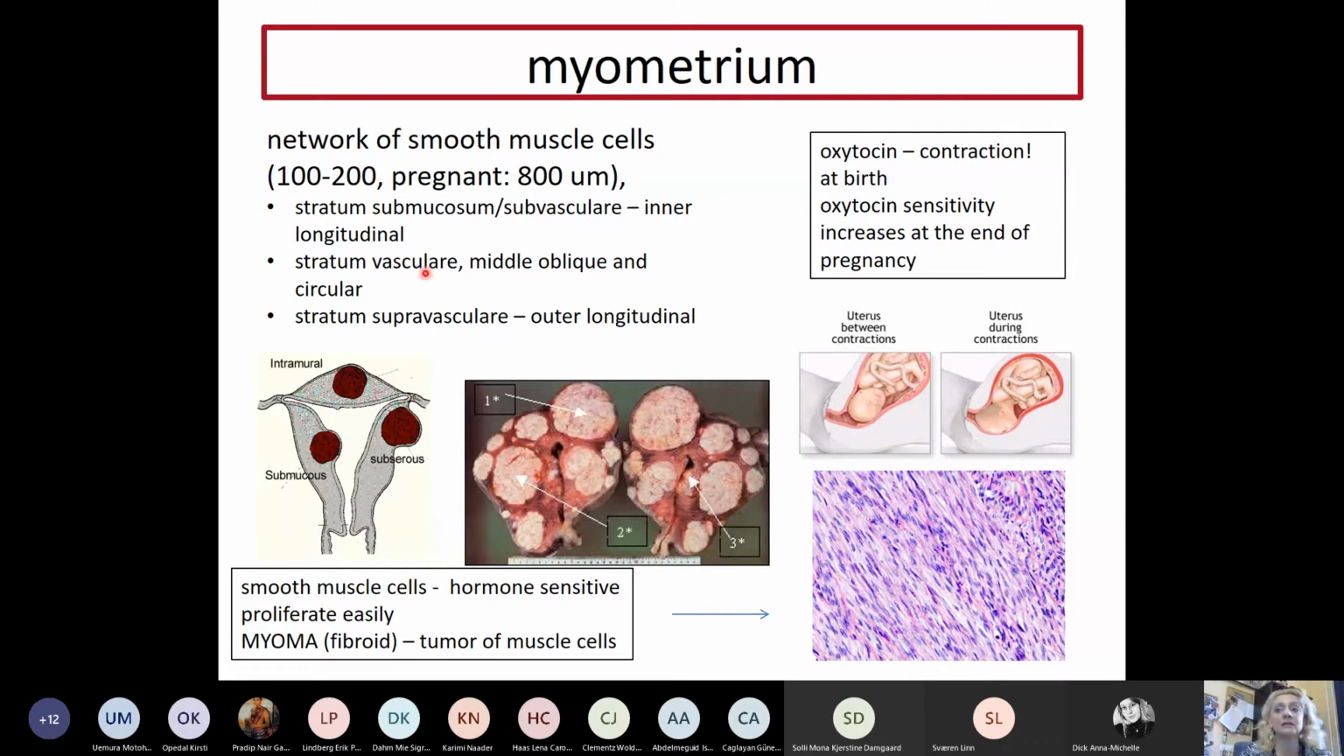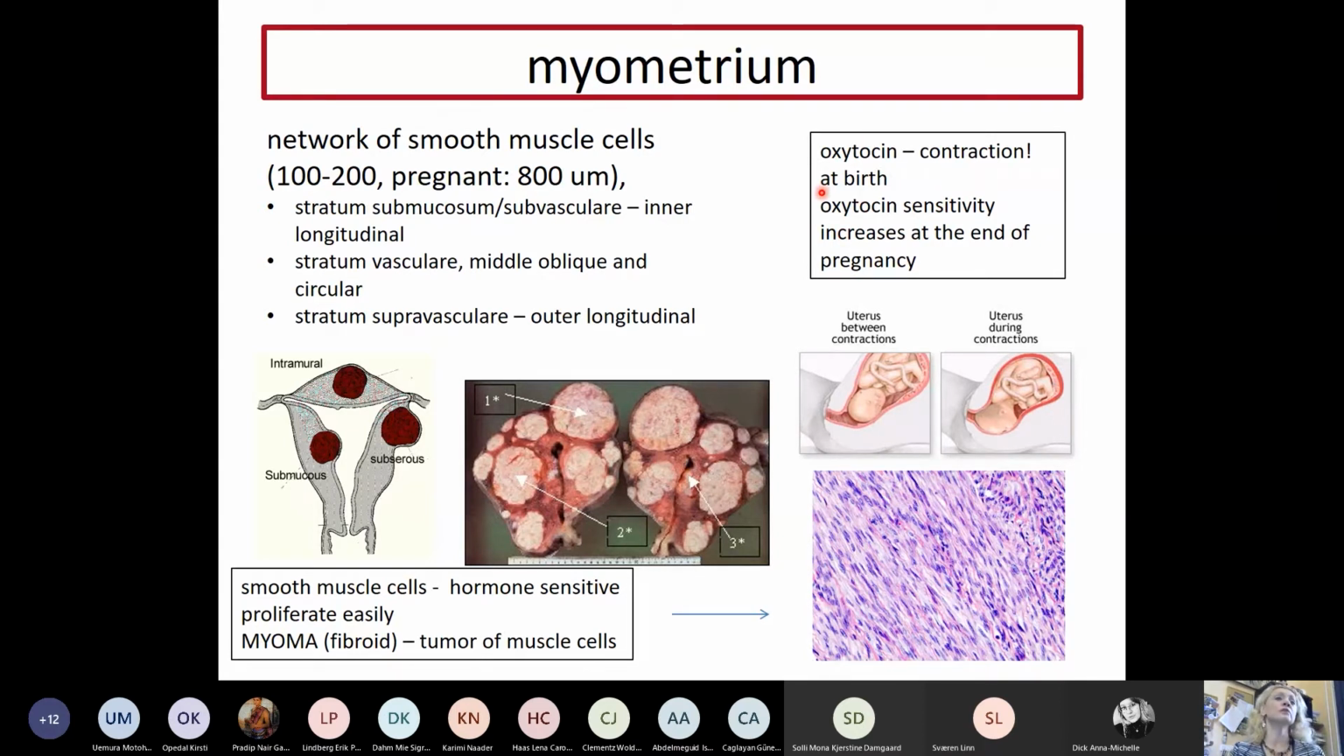It has several layers within the uterus: inner longitudinal, middle oblique and circular, so more like a spirally arranged smooth muscle layer, and then outer longitudinal. Details of this will be very important in obstetrics, because these different layers react differently during contractions, during childbirth. What we have to know for histology as well, that these smooth muscle cells are hormone sensitive.